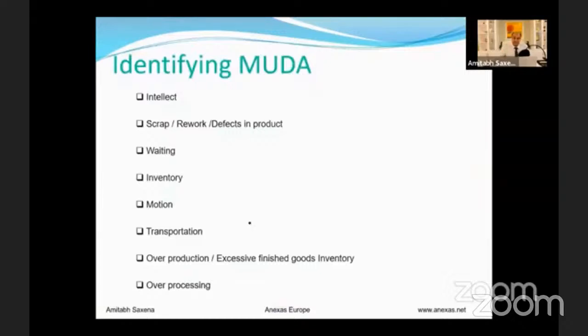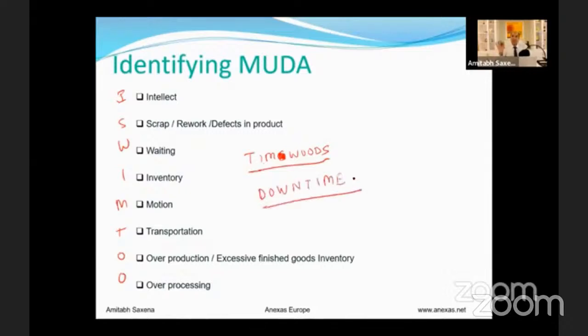I just listed them. In fact, to remember the 7 wastes, you can always remember this term called I SWIM TO, the 8 wastes, as they call it. Or if you rearrange them in another order, it is also known as Tim Woods. TIM. So again, the same thing: transportation, inventory, motion, etc. Or you can also rearrange them and make a word called downtime. So these are all 8 wastes, if you want to remember them.